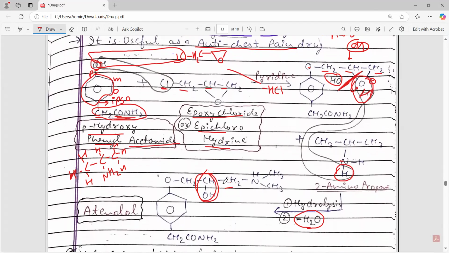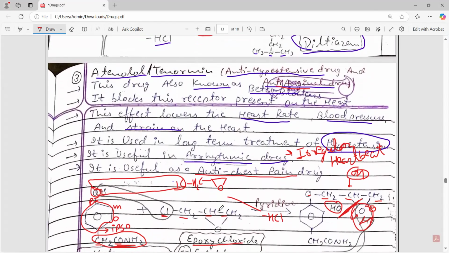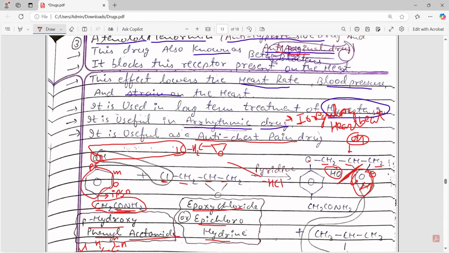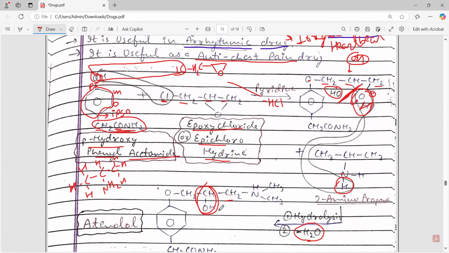So here is a brief discussion of the synthesis of atenolol, or tenormin. It is an antihypertensive drug, or anti-anginal drug. We are discussing the mode of action and the synthesis in detail. If in the examination you are asked the synthesis of tenormin, you have to write the synthesis of atenolol, both are same.